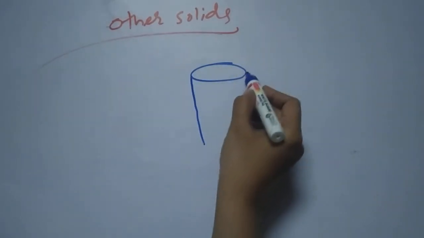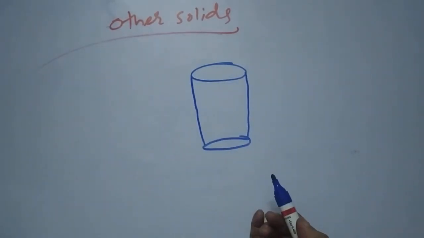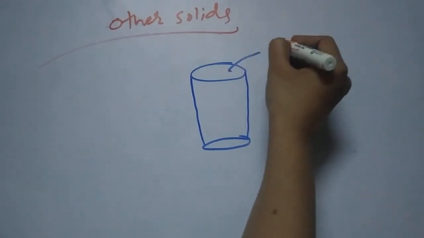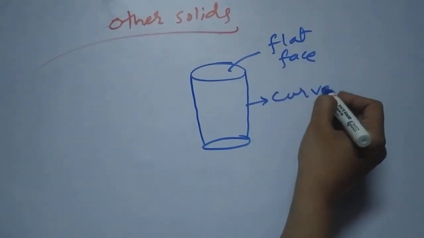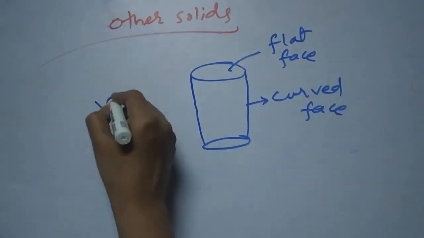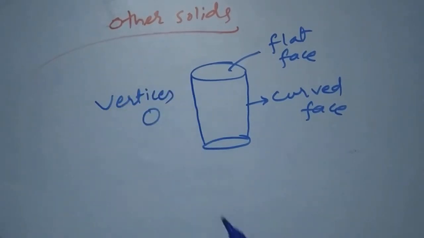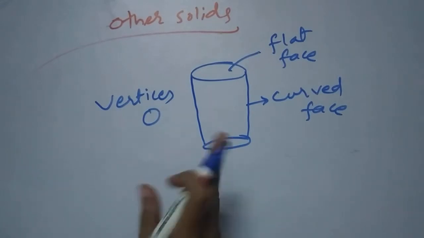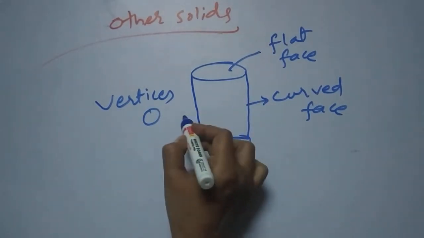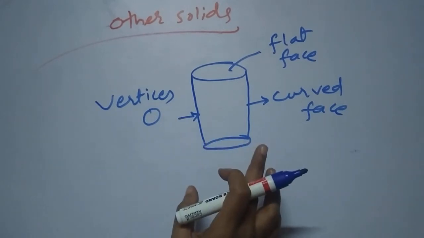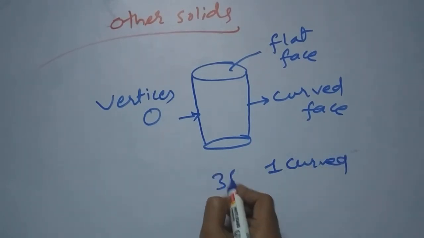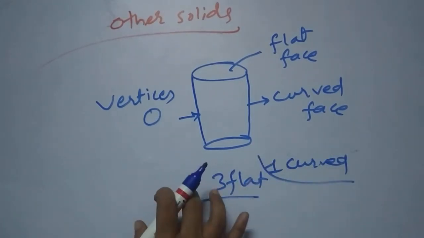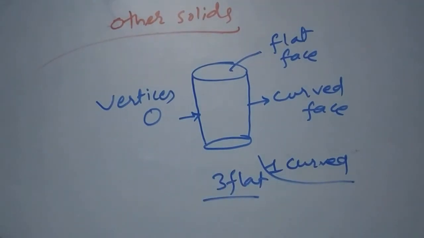Okay, suppose this is a cylinder. So you can see this is a flat face. This is its curved face. So here vertices are not there. So vertex is 0. No vertices. And if you notice here, the edges are two curved. Here is also one curved face, here also one curved. One curved face is here. And you can see 3 surfaces are here. Okay friends. And you have edges also, 2 curved edges here.